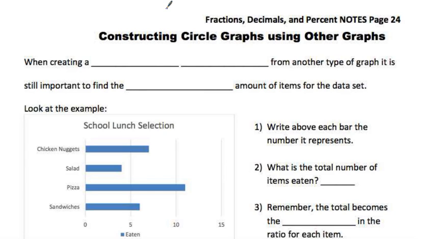In this video, we're going to be discussing constructing circle graphs from other types of graphs. So we're going to start with a bar graph to a circle graph. So when creating a circle graph from another type of graph, it's still important to find the total amount of items for the data set. So let's look at an example.